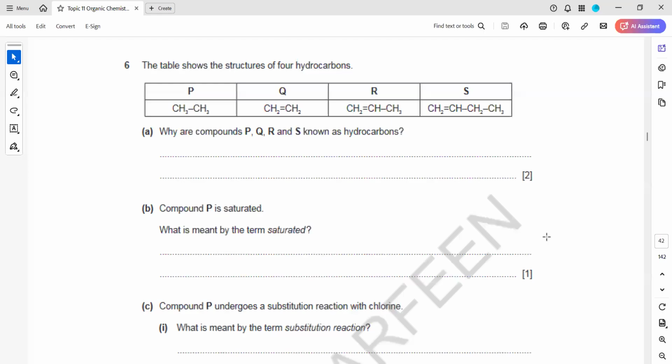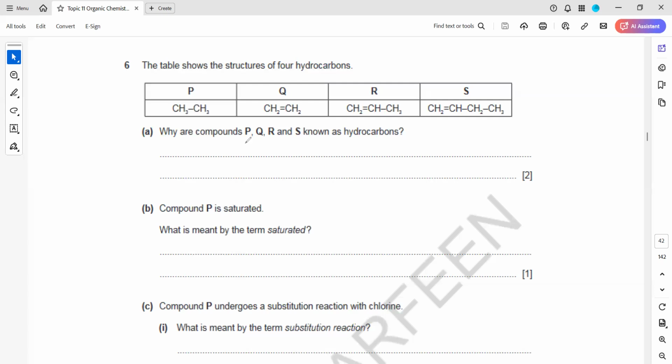Paper 6. This is classified paper 4, topic 11, organic chemistry. Okay, we'll start.